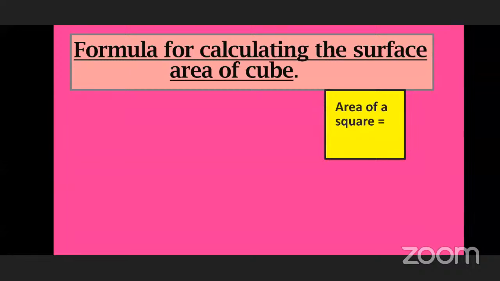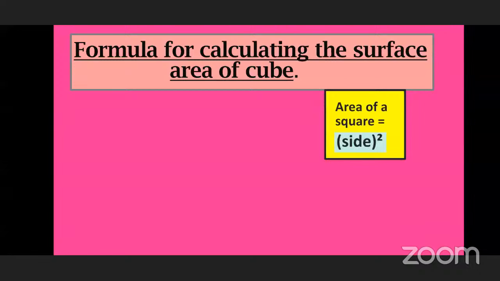See children, you can see a yellow square. Can you tell me what is the formula of area of a square? What is the formula for calculating the area of a square? Side square. Yes, very good. The formula of area of a square is side square.